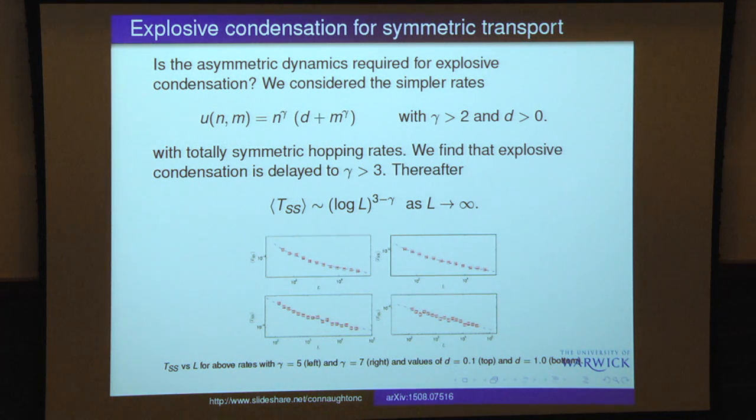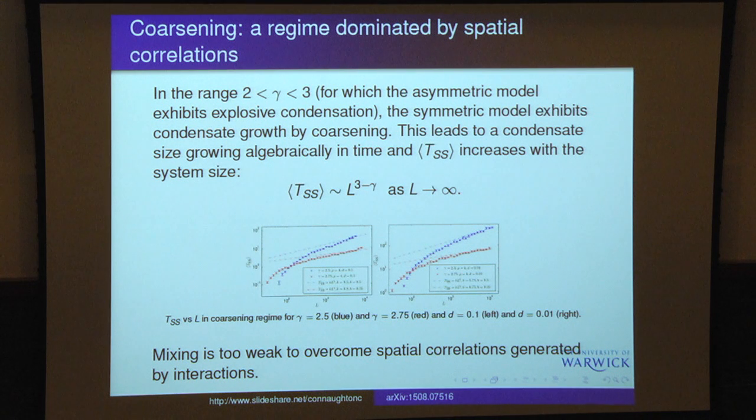So we did the corresponding symmetric case, where particles can hop each way, and the motion of the condensate is more like diffusion. What we found is that you can still get this effect, but it's delayed a little bit. Whereas the model of Evans and coauthors exhibited this explosive condensation for gamma greater than 2, in our symmetric case you need to go to gamma greater than 3. So our initial guess was wrong, but we were happy because we could understand a little bit how it happens. Interestingly, in between, there's a coarsening regime, where gamma is between 2 and 3, where the time to condensation is infinite, and we studied this a little bit.